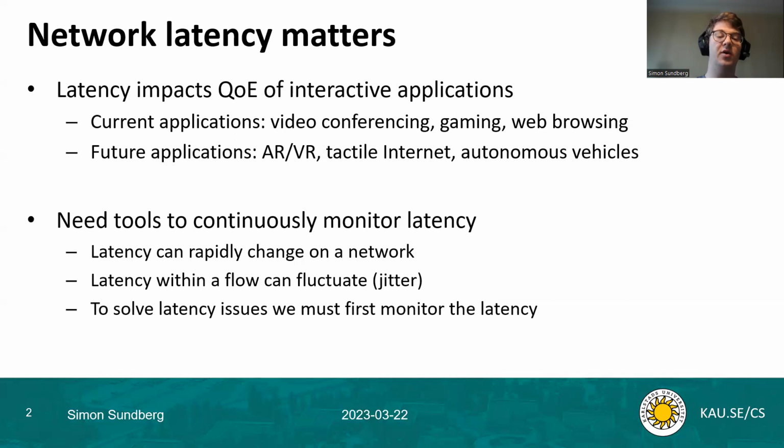And the continuous part here is very important, as the network latency can very rapidly change on a network and even within a flow, causing jitter, which is generally very negative for the quality of experience. So to detect these types of issues, we need to continuously monitor the latency. Just occasionally probing the network isn't sufficient.